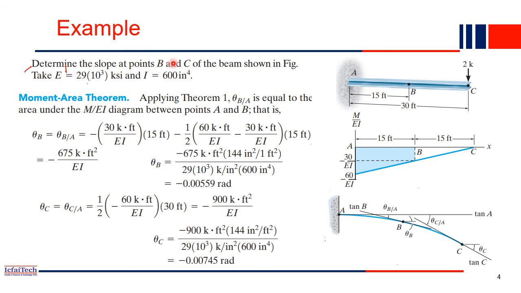Question is determine the slope at B and C. So at this point, what is the slope? And at this point, what is the slope? So let me just draw the elastic curve. So the elastic curve of this beam will be something like that, right? So this is a deflected shape of this beam.